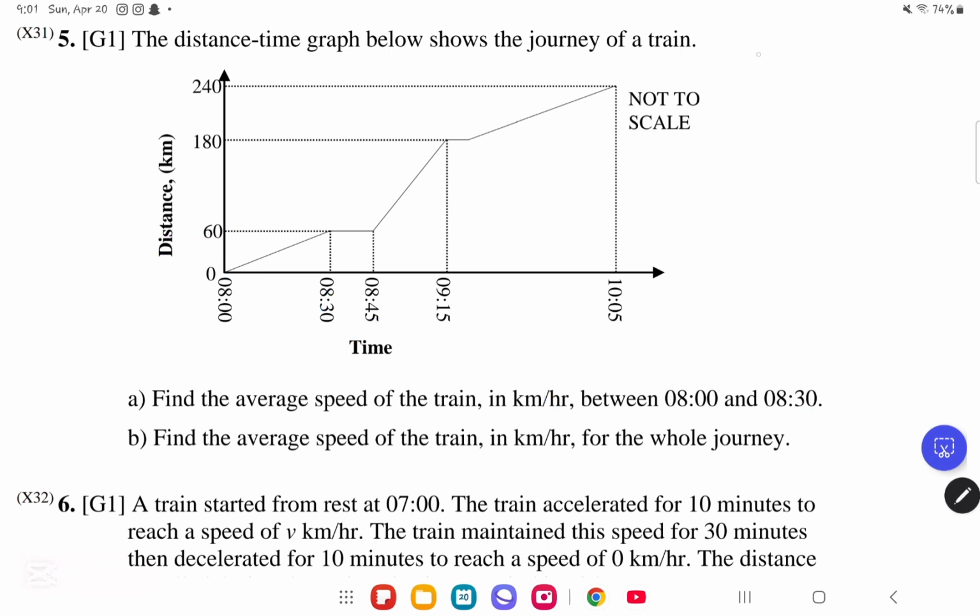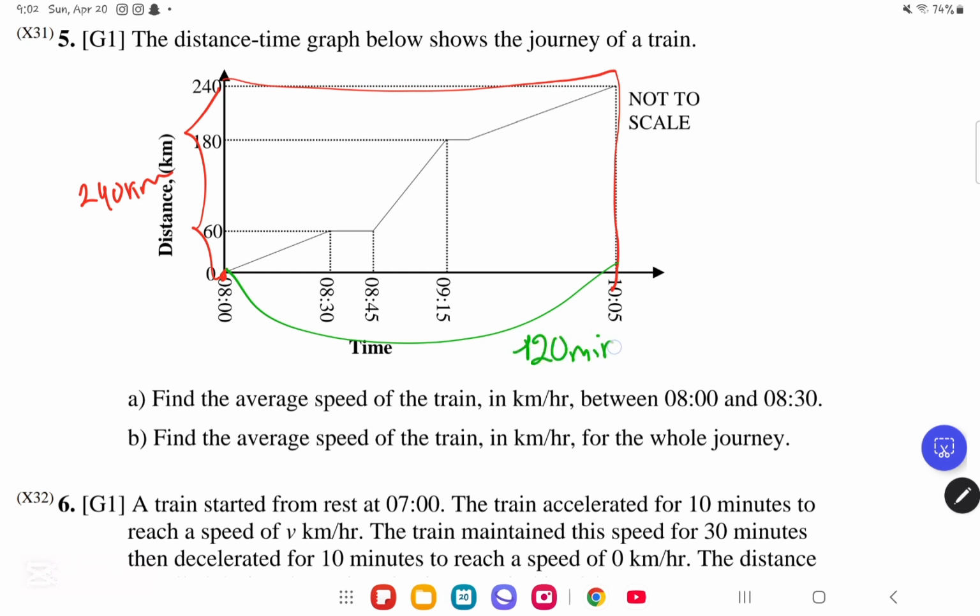For part B, we move on. What do they need in part B? They said find the average speed of the train in kilometer per hour for the whole journey. To do that, you're just going to take the final point and the initial point. Final point and initial point, the difference in distance, or like y minus y, it's going to be 240 kilometers. And then the difference in time, it's going to be 2 hours, which is 120 minutes.